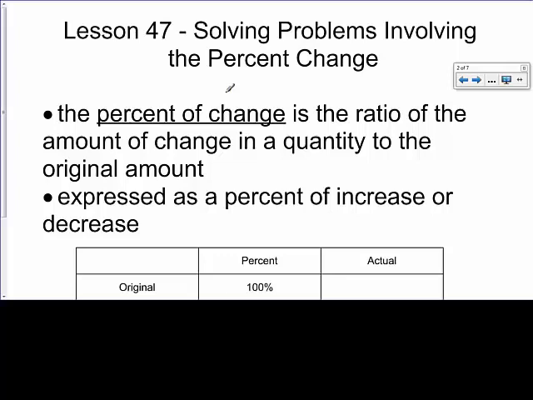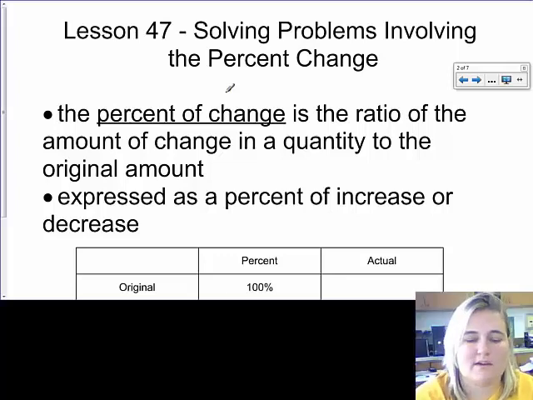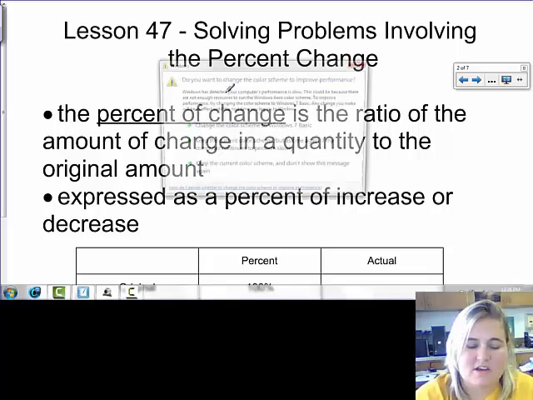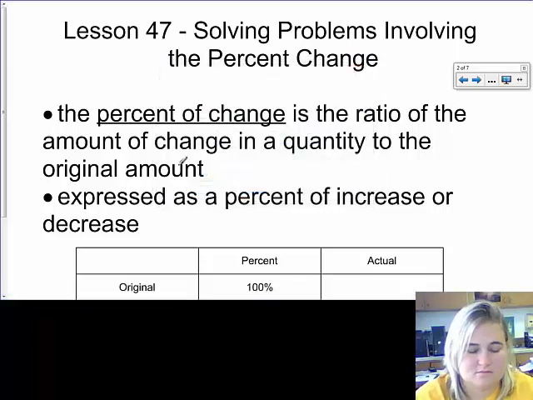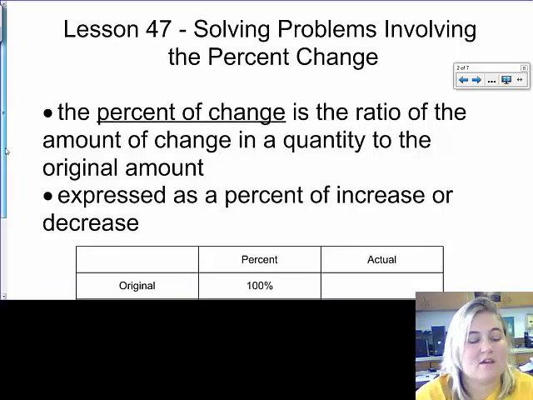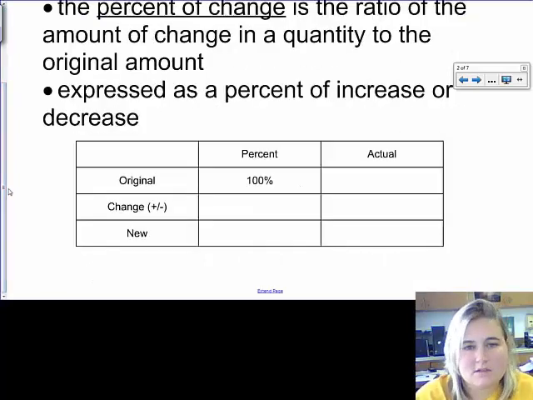Lesson 47, solving problems involving the percent of change. The percent of change is the ratio of the amount of change in a quantity to the original amount, expressed as a percent of increase or decrease. To help us solve these problems, we're going to use a percent actual table. And this is going to help us set up proportions.